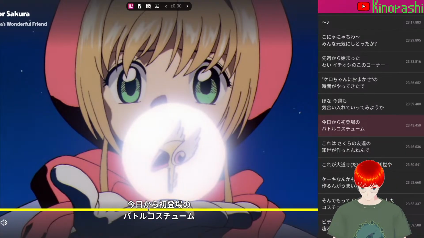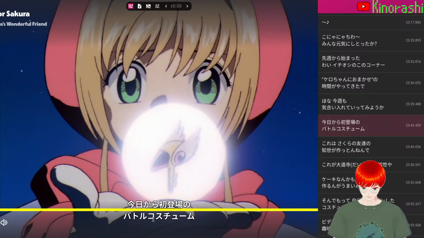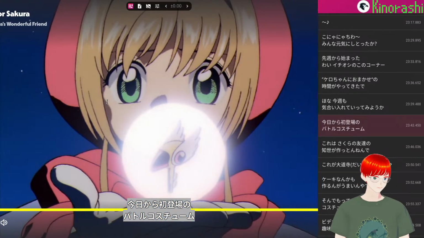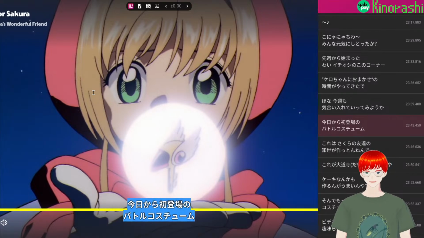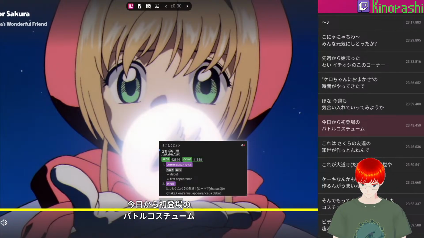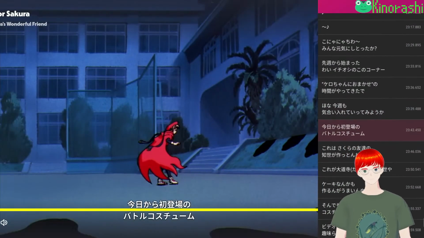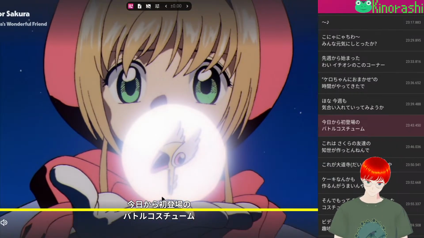今日からバトル上のバトルコスチューム。So this is today's battle costume. This is the first. Okay, battle costume making its debut today. 今日からバトル上のバトルコスチューム。今週も気合い入れていってみようか。今日から初登場のバトルコスチューム。Wait, he seems to be saying something.